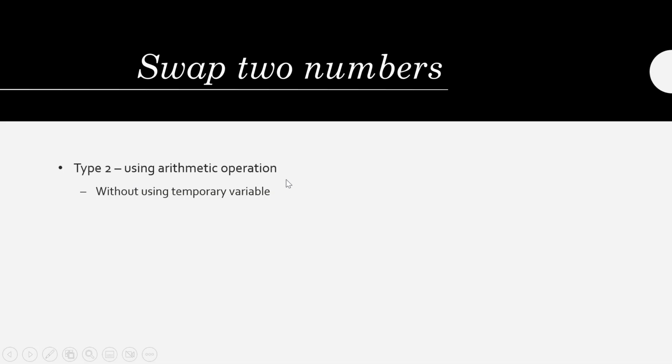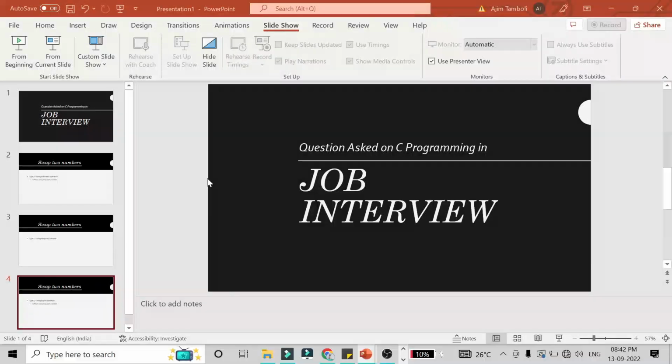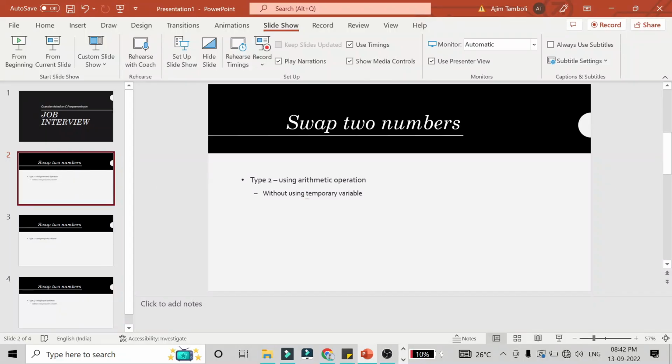When your interviewer asks you to remove the temporary variable and do it without a temporary variable, you have two options: using arithmetic operations and using logical operations. In this one, we are going to cover the second type, that is using arithmetic operations. When your interviewer says we don't need to use the third variable, at that time you have to use this logic.